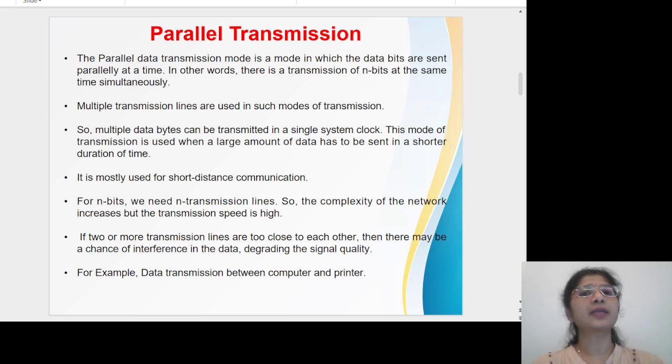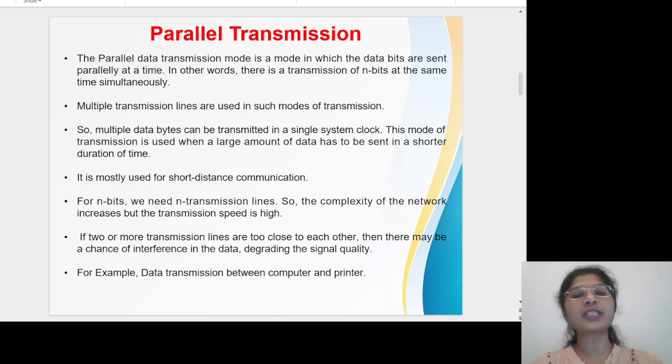Parallel transmission is a transmission in which the data bits are sent parallelly at a time. In other words, there is a transmission of n bits at the same time simultaneously. Multiple transmission lines are used in such mode of transmission. So, multiple data bytes can be transmitted in a single system clock. But it is normally used for short distance communication only, because for n bits transmission we need n different transmission lines. So the complexity of the network increases, but the transmission speed is high.